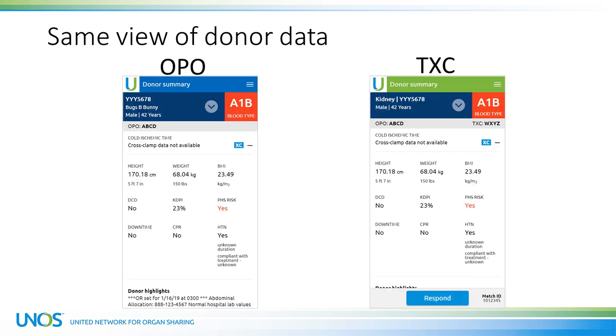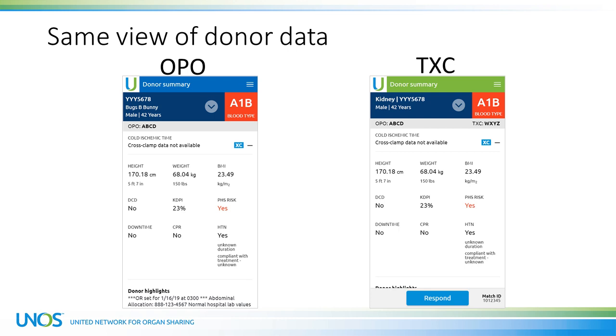Along with that comes this idea of viewing donor data. So again, right now in the current system, transplant centers have a particular view from a mobile device, and OPOs have a different view from a mobile device. And even if you log into DonorNet on a computer, on your laptop, the view of the donor record is slightly different from what a transplant center sees to what an OPO sees. They see the same data, but it is presented in just slightly different fashions.